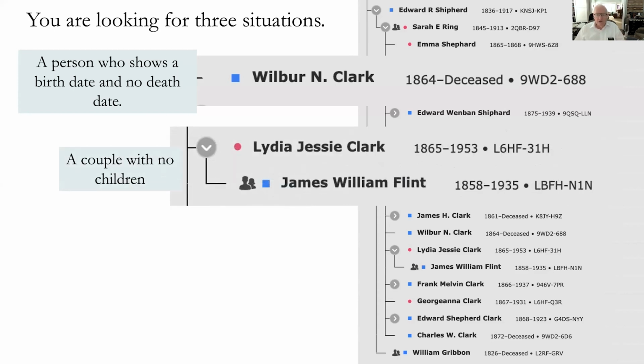What about a couple with no children at all? Between 1865 and 1953 for the wife, and between 1858 and 1935 for the husband, we have plenty of time in there for them to have a family and raise children and have grandchildren and great-grandchildren. And so the question is, did they ever have any children? And that's another question that needs to be raised.